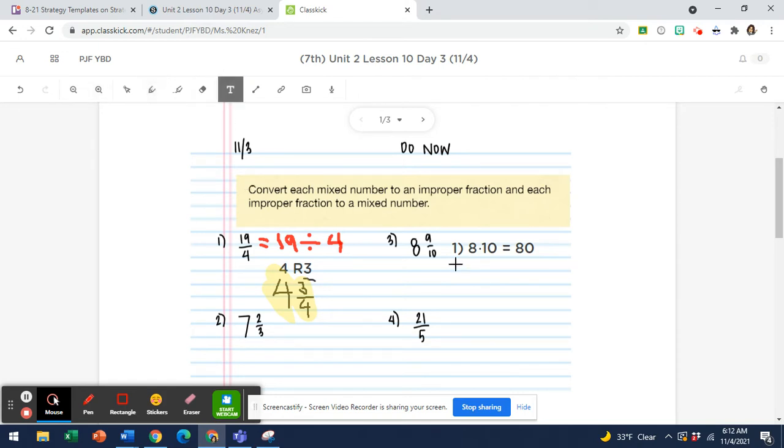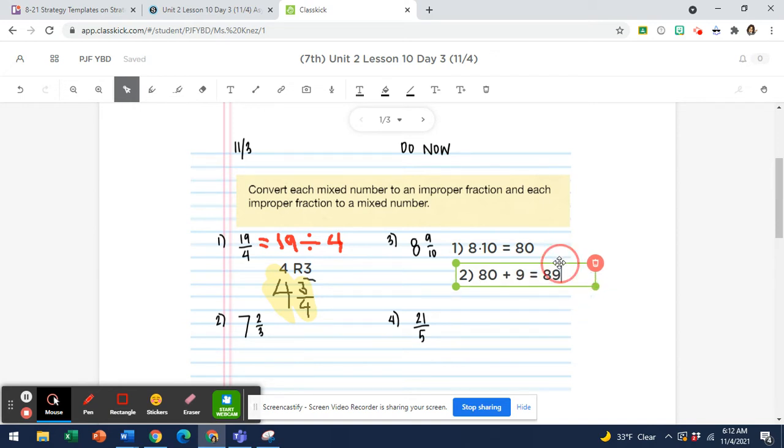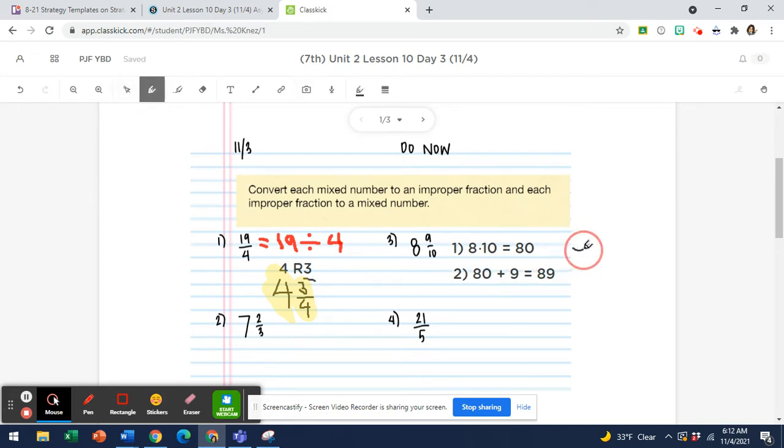And step 2 is to add my product, which was 80, to my numerator. So 80 plus 9 equals 89. And then I've got my final answer. My new numerator is 89, and my denominator stays the same. So I've got 89 over 10. Notice how I'm using a mix of the text boxes and the writing just to help me stay organized. 89 over 10 is my final answer.